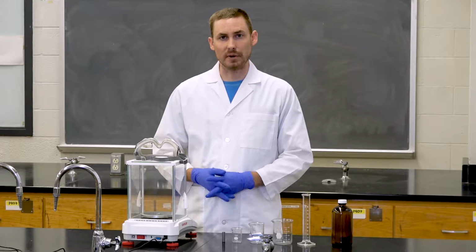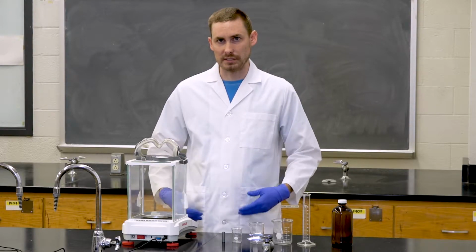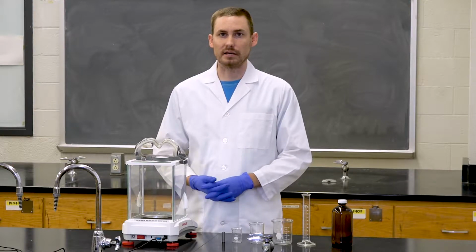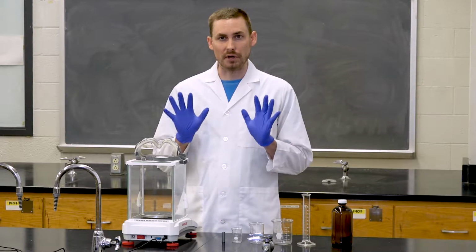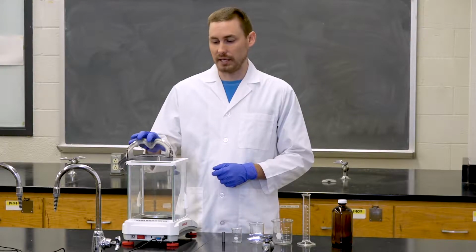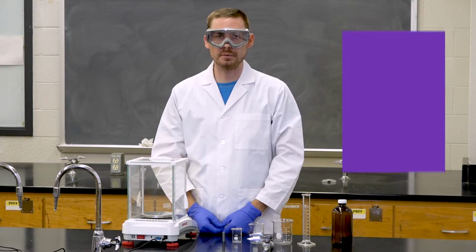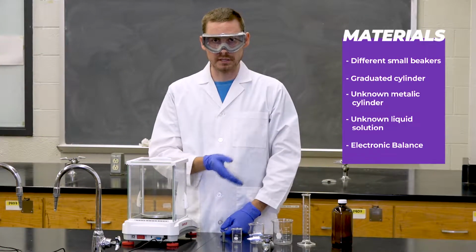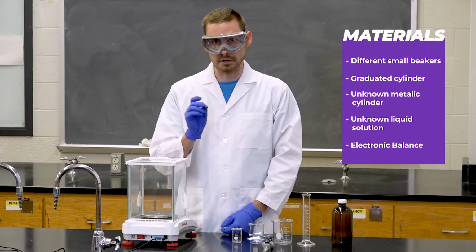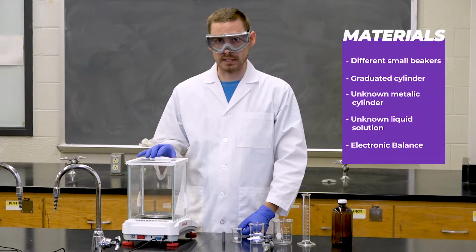Before we begin the experiment, we need to make sure we practice appropriate lab etiquette. For instance, we need to be wearing a lab coat buttoned all the way up with no skin exposed below the waist. That includes wearing long pants and closed-toed shoes. You need to wear your gloves, your safety glasses which are closed, and any loose hair needs to be tied back. The materials we'll be using today are a number of beakers, a graduated cylinder, an unknown metal cylinder, an unknown liquid sample, and an analytical balance.